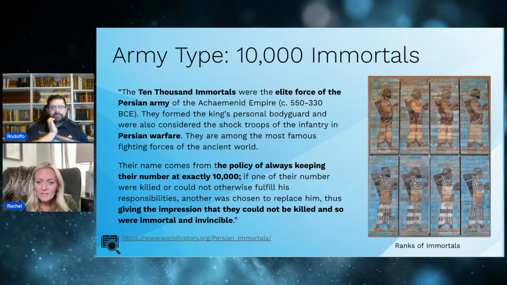Basically, the name comes from a policy the Immortals had to keep their number always at 10,000. If anyone couldn't participate, or they were killed or hurt, or had responsibility to do something else, they replaced them so that their number always stayed at 10,000. That gave the impression that they couldn't be killed, that they were immortal and invincible, because their numbers were always the same.